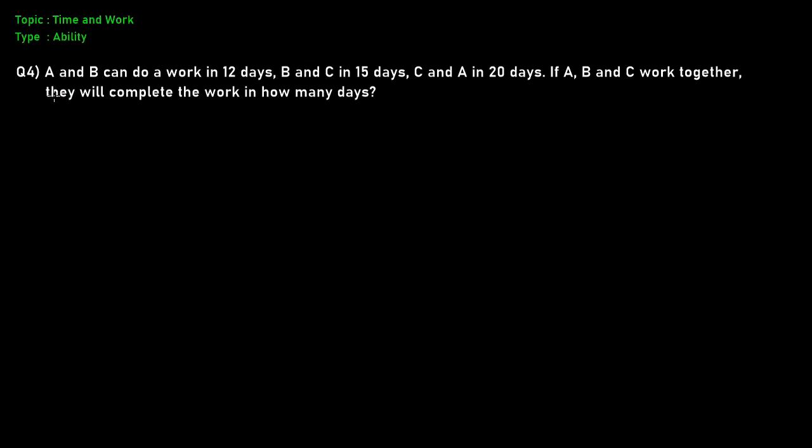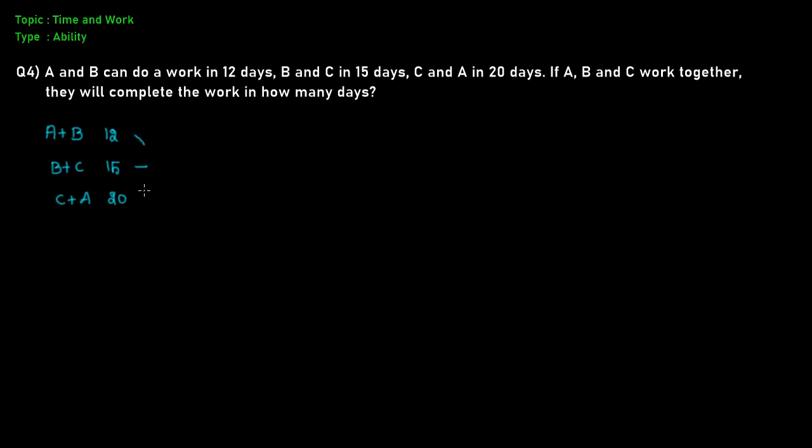Question number 4. A and B can do a work in 12 days, B and C in 15 days, C and A in 20 days. So if A, B and C work together, they will complete the work in how many days? So guys, they are saying A plus B can complete the work in 12 days, and B plus C in 15 days, C plus A in 20 days.